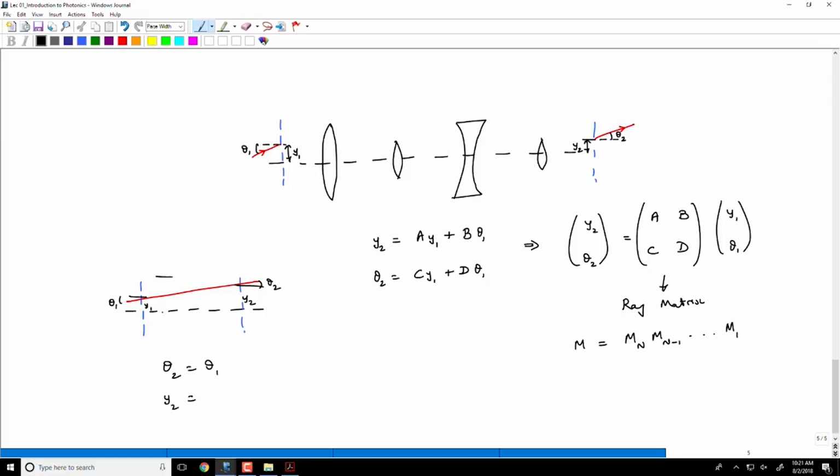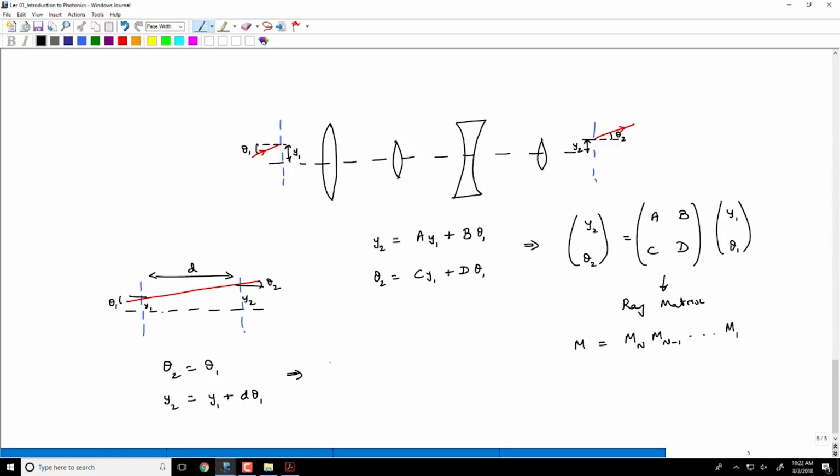So, whatever this distance of propagation is, let us say that corresponds to d. So, you essentially say this is going to be given by y1 plus d times theta 1. Okay. So, this would correspond to, I just flipped it, but you know y2 goes up and theta 2 comes below that.